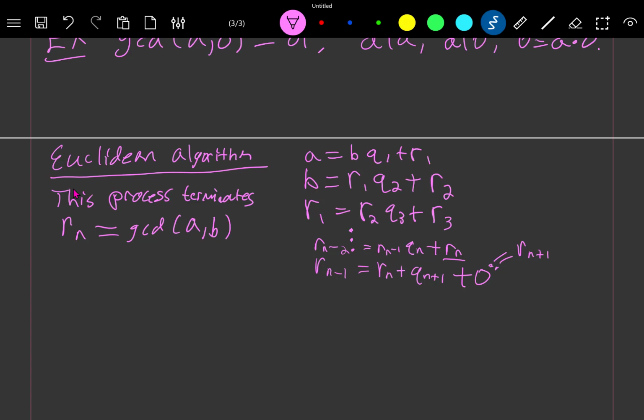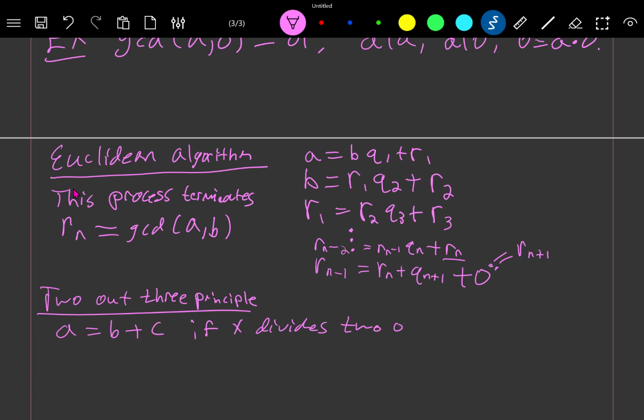So how can we do this? First off, I'm going to prove something. I like to call it the 2 out of 3 principle. And namely, if we have an expression like A equals B plus C, and we have some x, if x divides 2 out of 3 of A, B, and C, then it divides all 3.